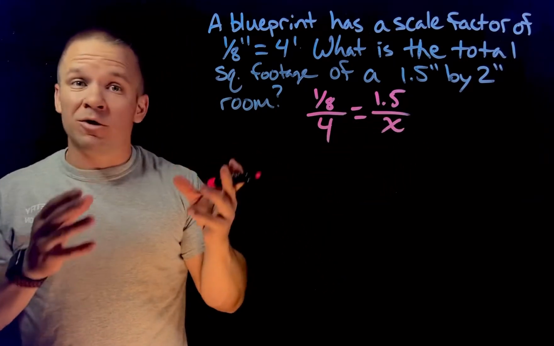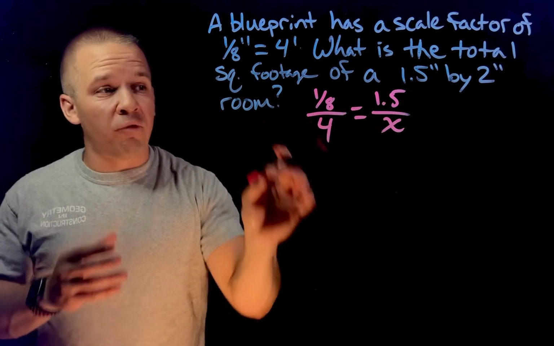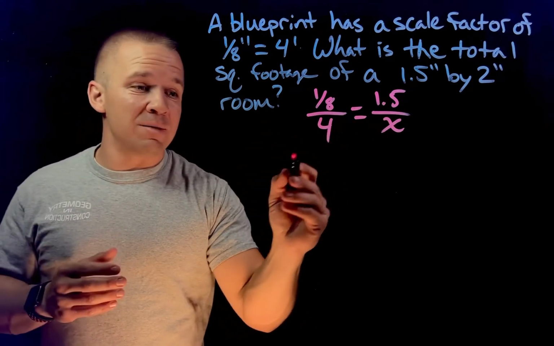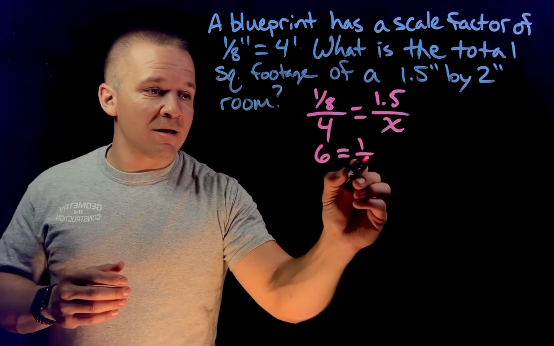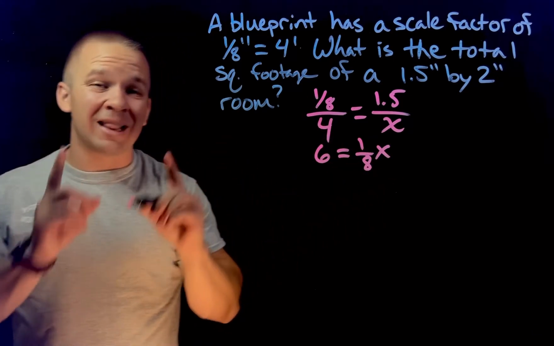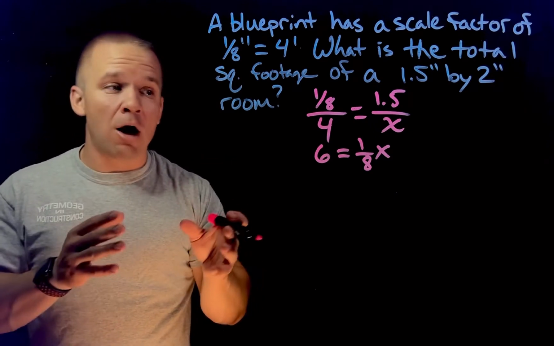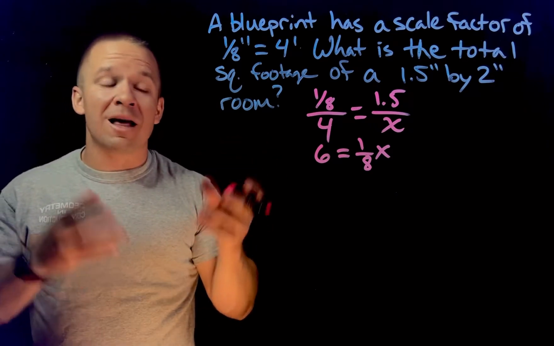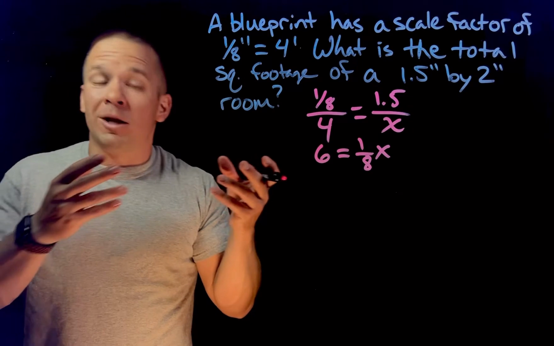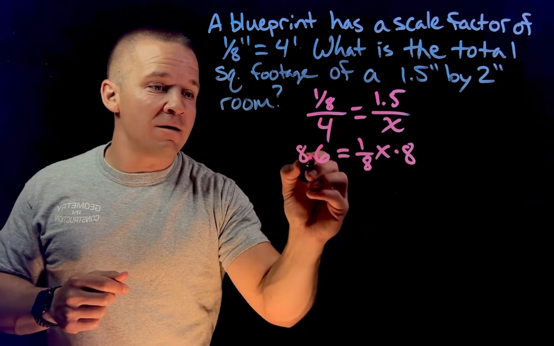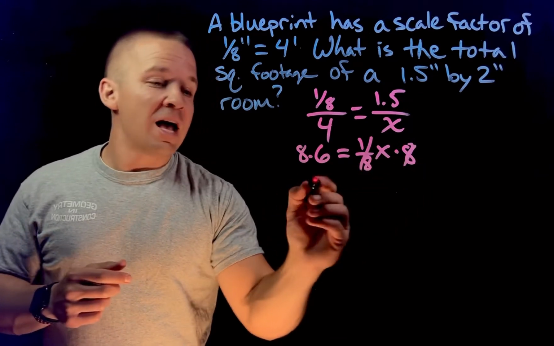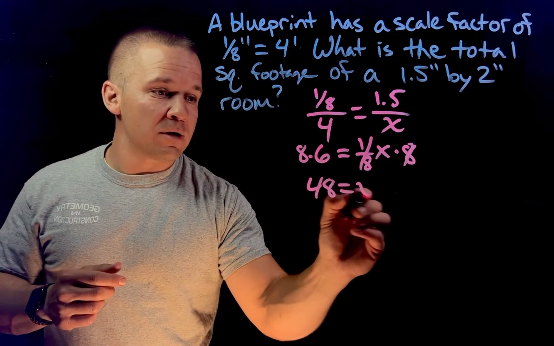So now we're going to cross multiply, okay? I have 4 times 1.5, which gives me 6, equals 1/8 x. The reason I left that as a fraction is because when I need to divide by 1/8, I can just multiply by its reciprocal, which is 8. So if I multiply both sides by 8, this guy's gone, and I'm left with 48 equals x.